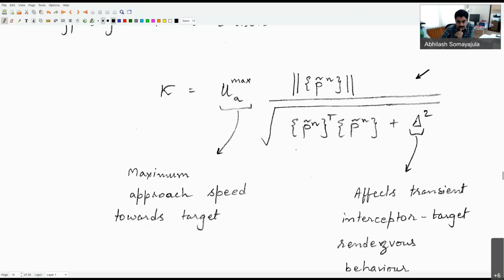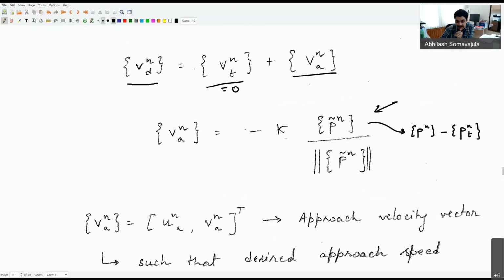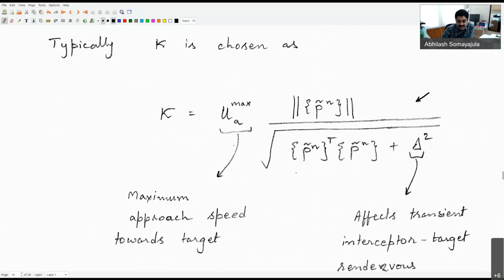Now, when I looked at my so-called guidance scheme, what am I doing? I'm multiplying by that K with a unit vector. This ensures that my so-called desired velocity, or the approach velocity, never goes to infinity. The total velocity of the approach will always be less than this UA max. It will be limited by that. Is that making sense?